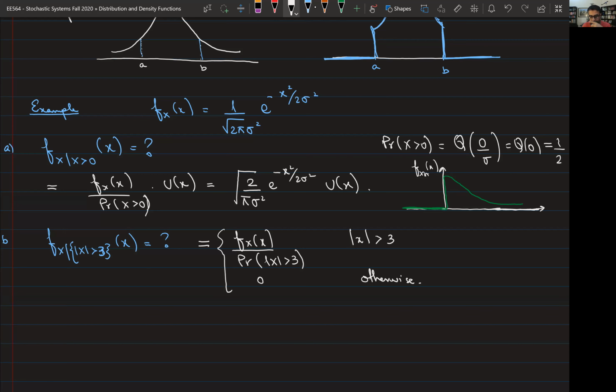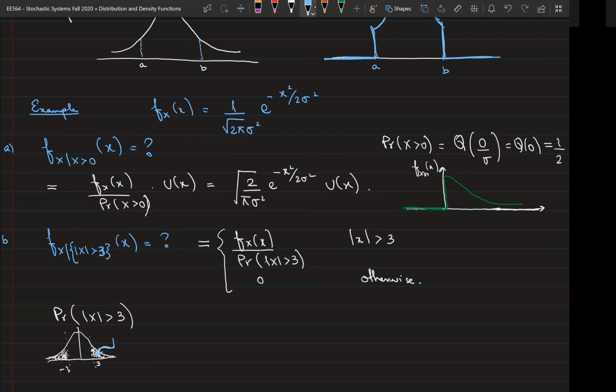So what is the probability that the absolute value of x is greater than 3? What is this equal to? Probability of x less than -3 and x greater than 3. Yeah, so this is the area under the curve that you're looking for. This is 3 and this is -3. What is this area in terms of the Q function?